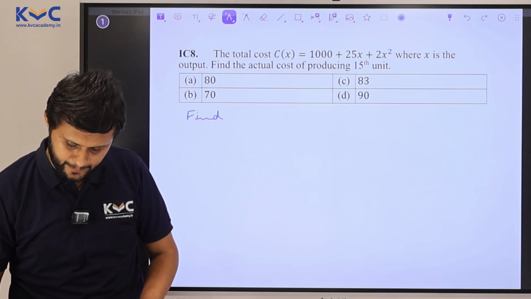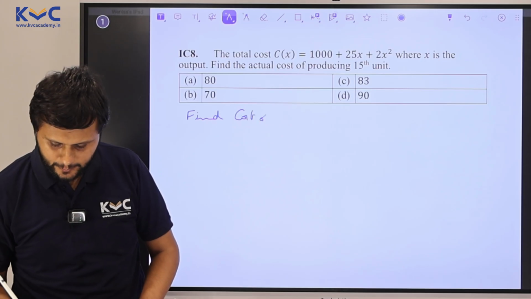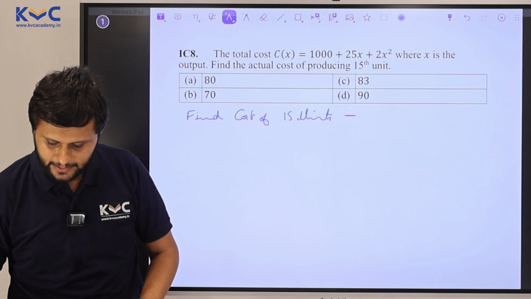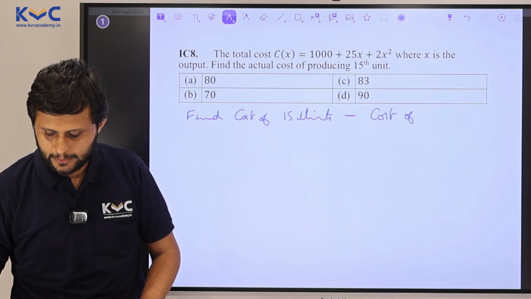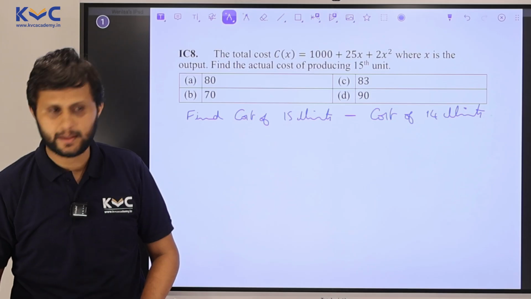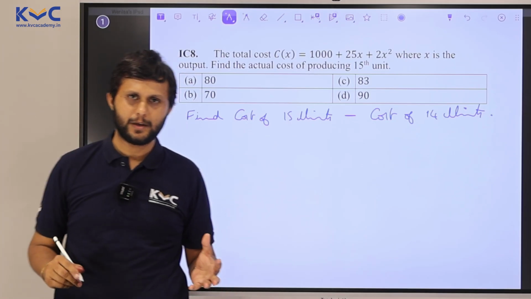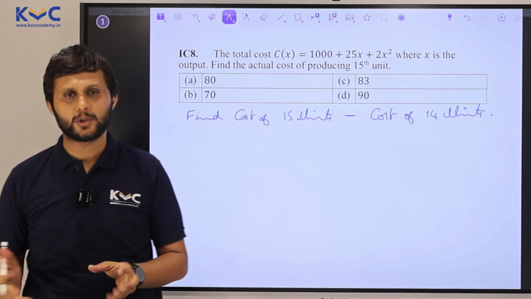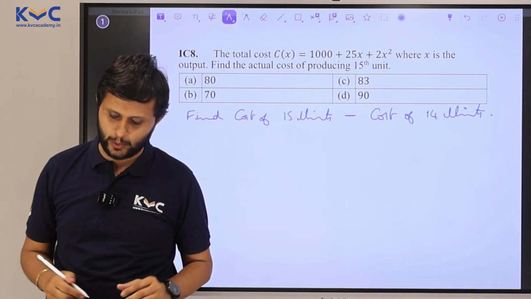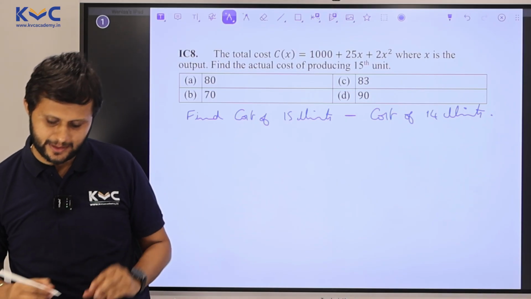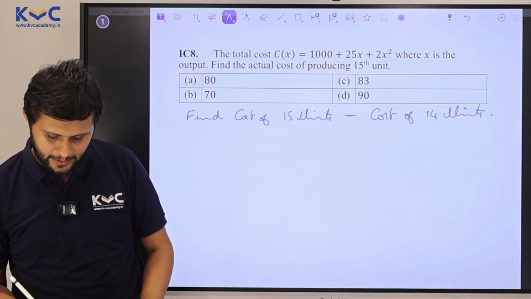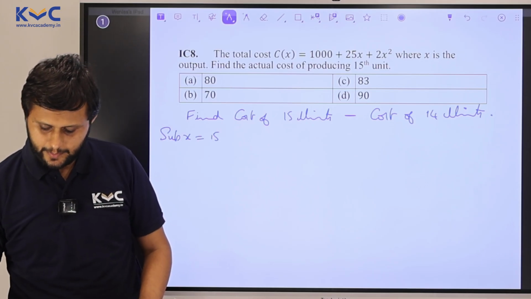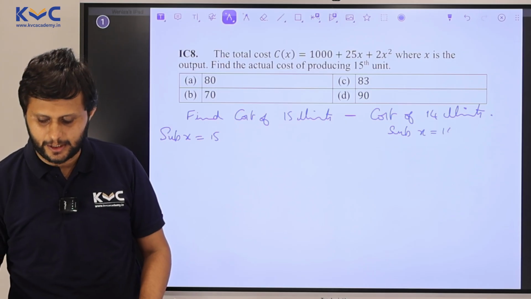So what we'll have to do is find the cost of 15 units minus the cost of 14 units. That should be the answer, no? We'll first find the cost of 14 units and the cost of 15 units. So we get, for the 15th unit, how much is the cost. The cost function is there, so basically we have to substitute x equal to 15, and here we are substituting x equal to 14.